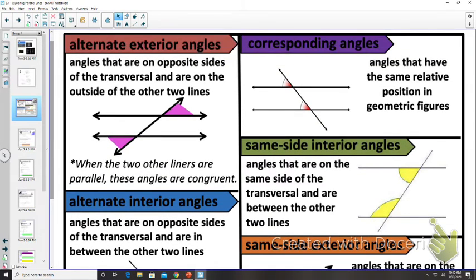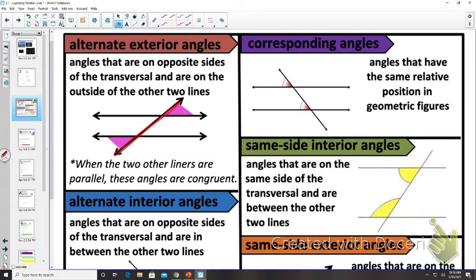All of these are going to be with respect to a transverse line. A transverse line is just a line that intersects two lines. They do not have to be parallel, but a transverse line just intersects two lines. In this case, this is my transverse line right there. So this is a transversal, and alternate exterior angles are those that are on opposite sides of the transversal and are on the outside of the other two lines.